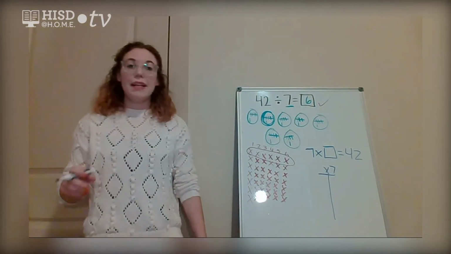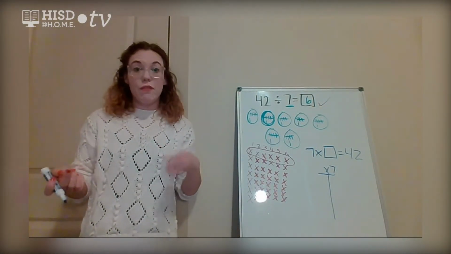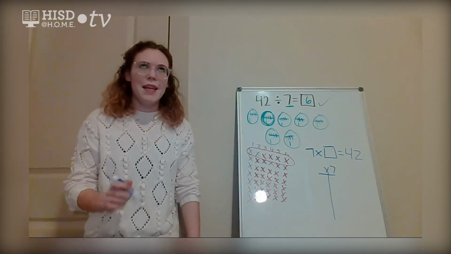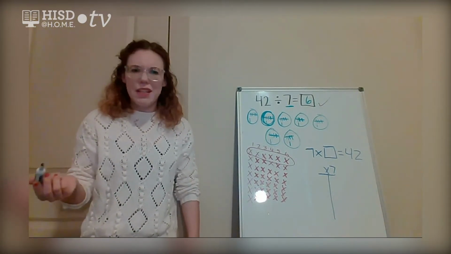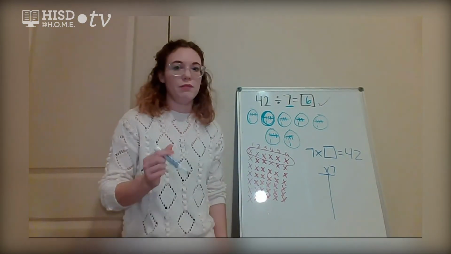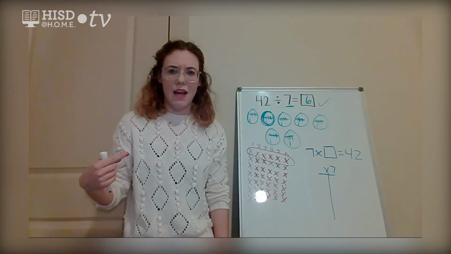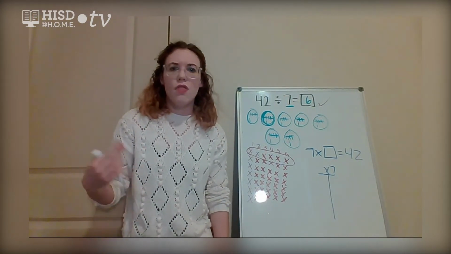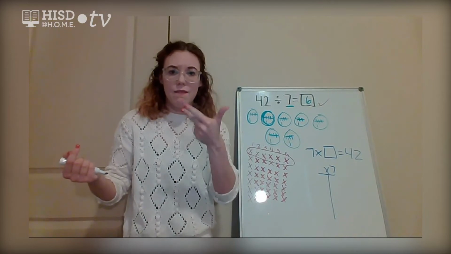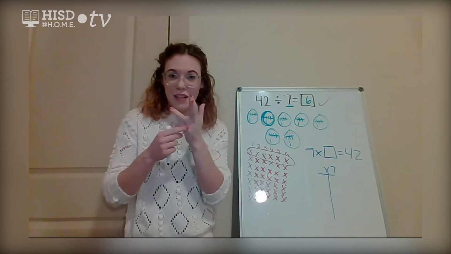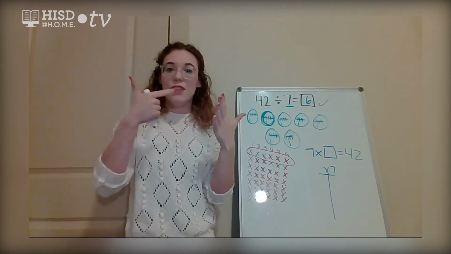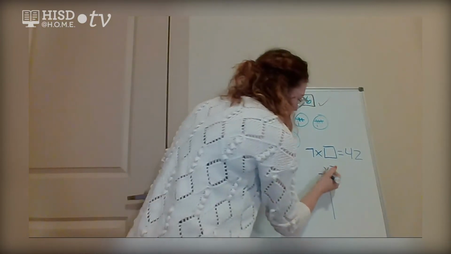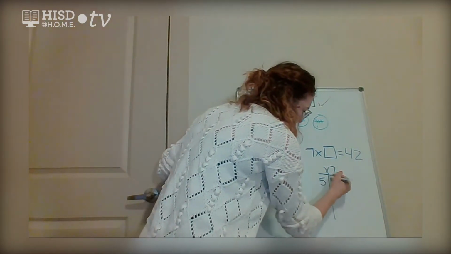Well, I know I can do 1, 2, 3, 4, 5. I can do all that stuff, right? But I know 7 times 5 because I know my 5s really well. And I know 7 times 5 is 35, right? 5, 10, 15, 20, 25, 30, 35. So I can say 7 times 5 is 35.